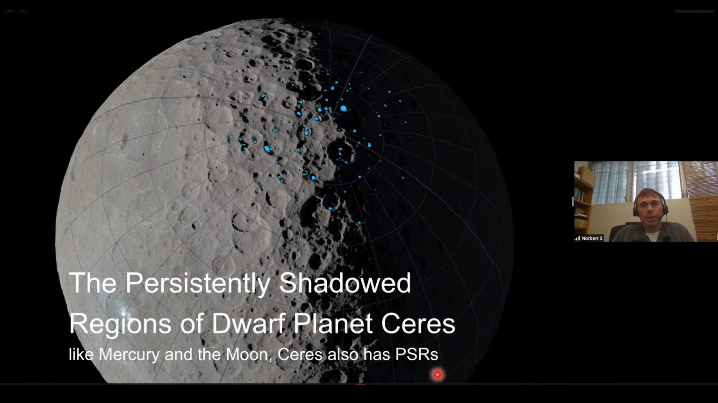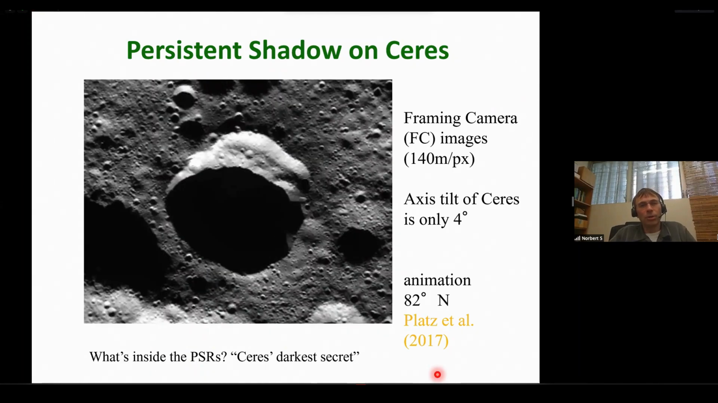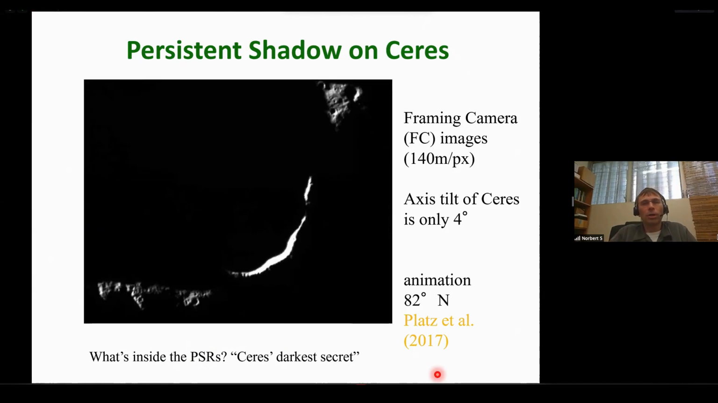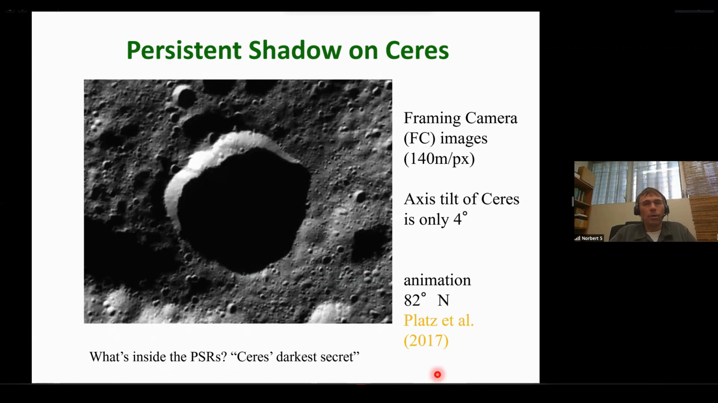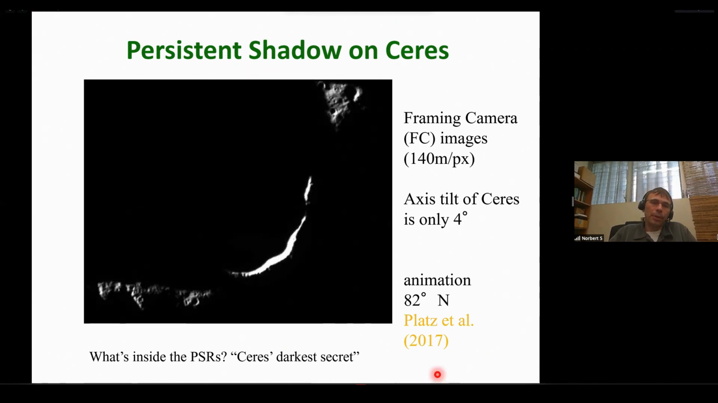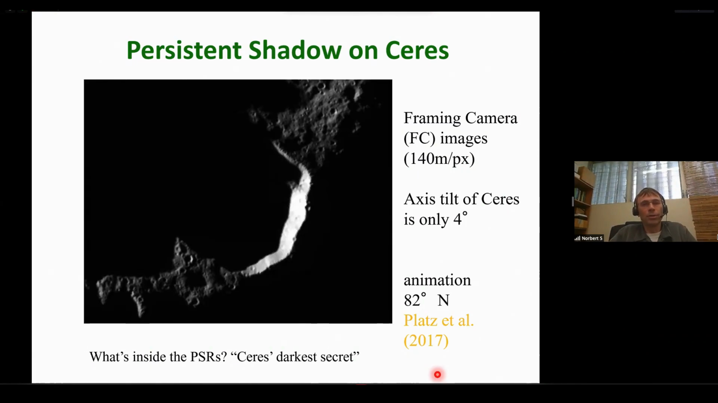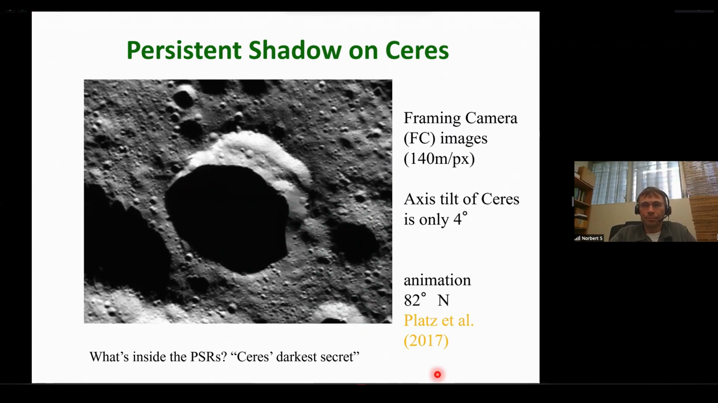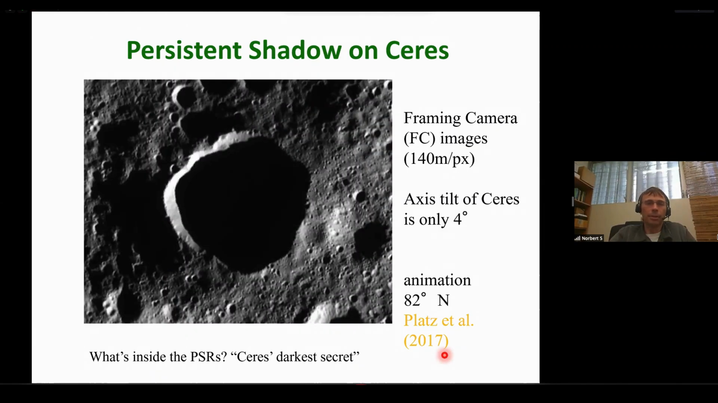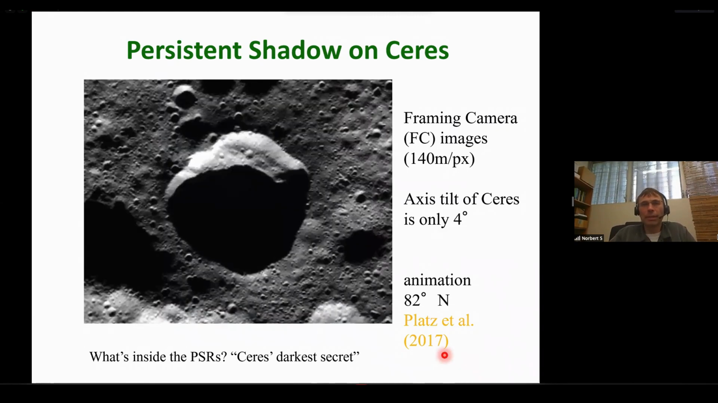So here's a nice 3D image, and the cyan areas here are the cold traps of Ceres, which have been mapped in 2 ways now. And this is an animation of a permanently shadowed region on Ceres. There's a bunch of images taken near summer solstice, so the floor of this crater is really permanently, or perennially, shadowed at least.